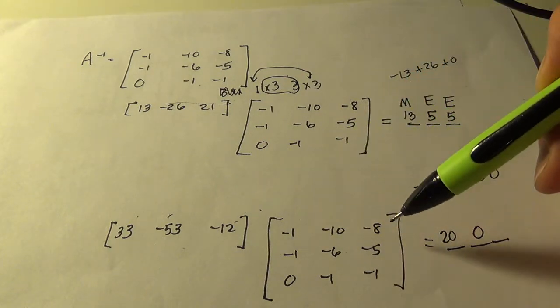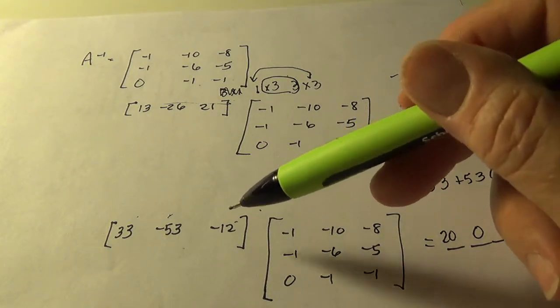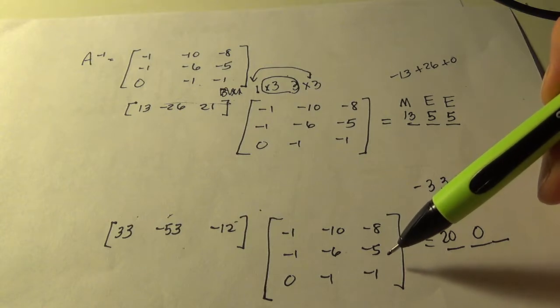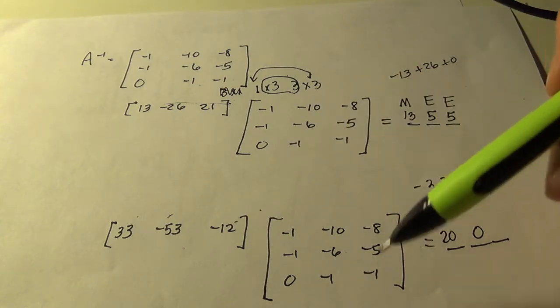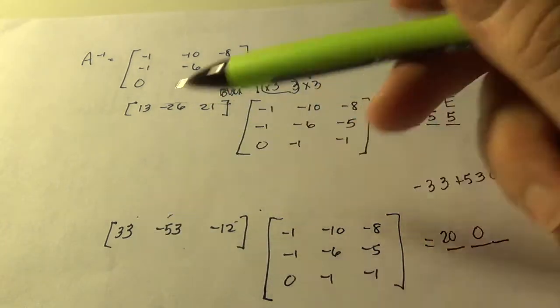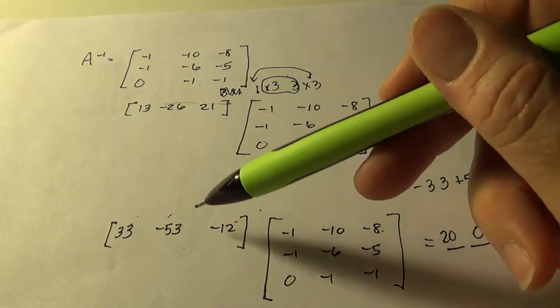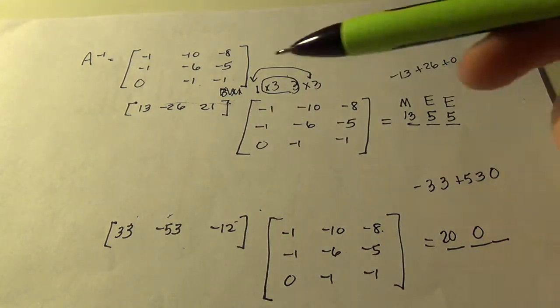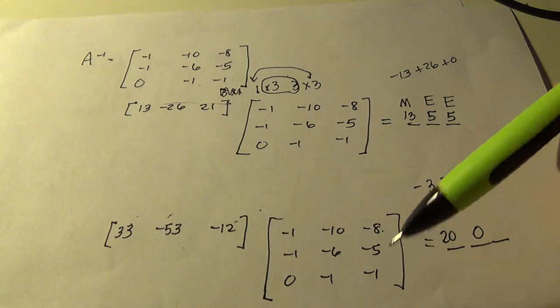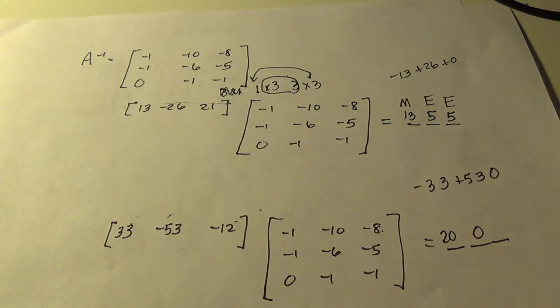-12 times -8 plus -12 times -5 plus, I'm messing up, 33 times -8, -53 times -5, and -12 times -1. When I did all that, it came out to be 13.